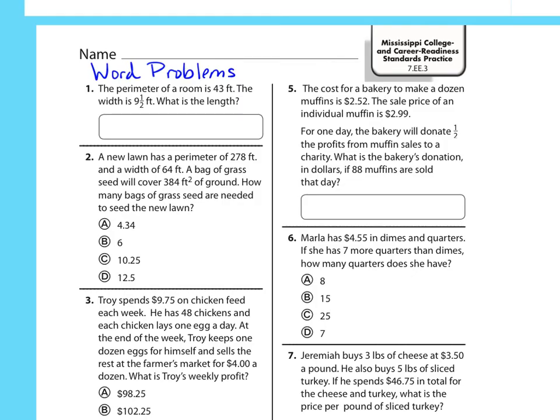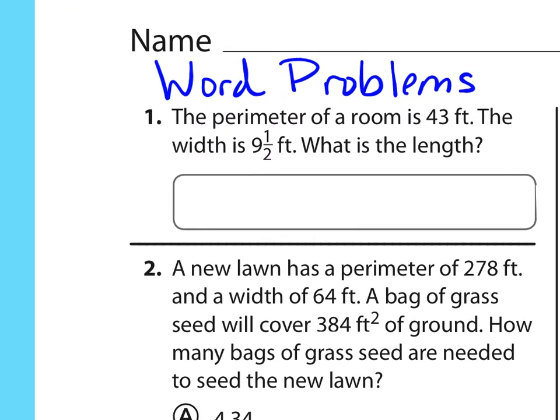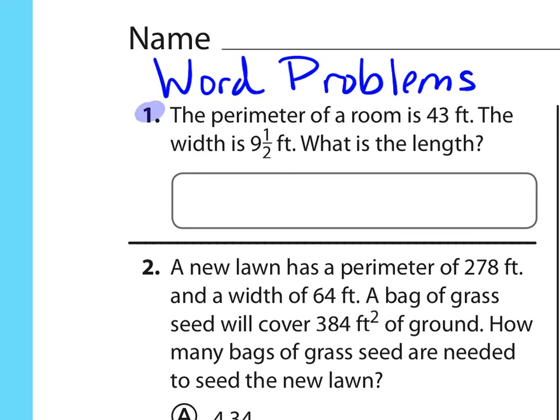Our next standard is 7.EE.3, and this is going to focus heavily on word problems, especially word problems where you might set up an expression to solve it. We're going to look at problem number 1 to start off. It says the perimeter of a room is 43 feet. The width is 9.5 feet. What's the length?